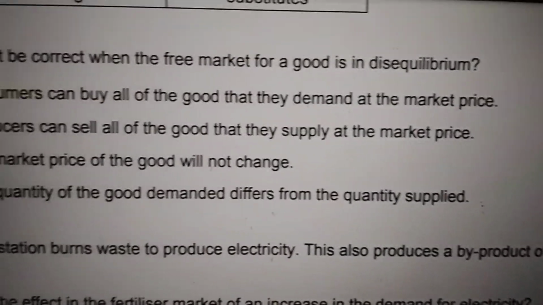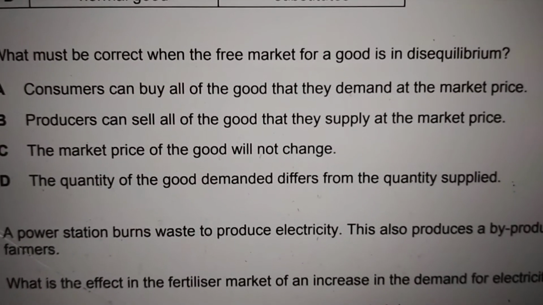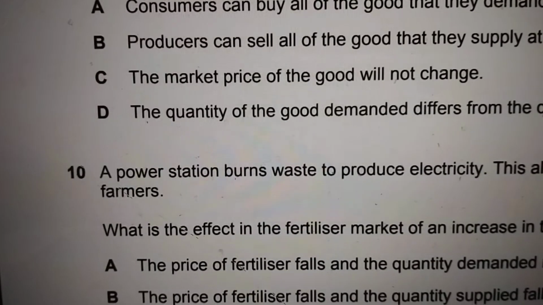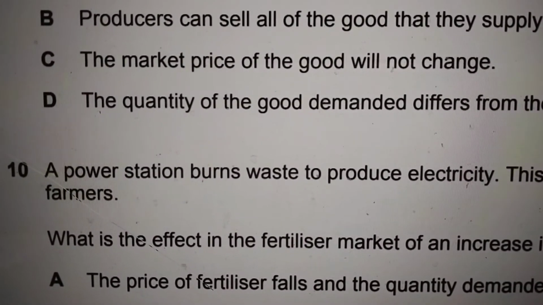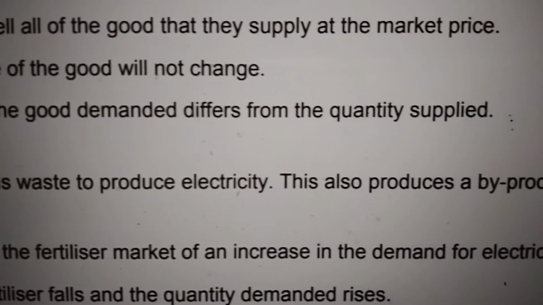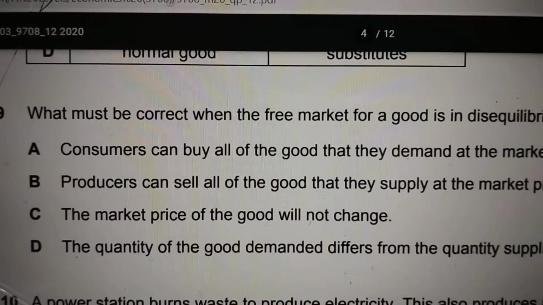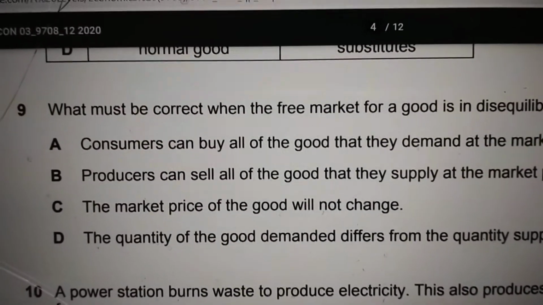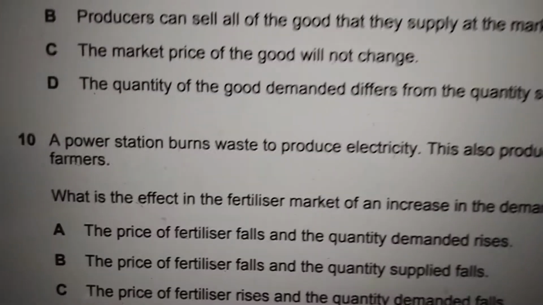Disequilibrium occurs when the demand is not equal to supply, and there can be excess demand or excess supply, or shortage of supply maybe. The quantity of good demanded differs from the quantity supplied. So option C right away. This MCQ will not take a lot of time. So question number 9, part D is your answer.